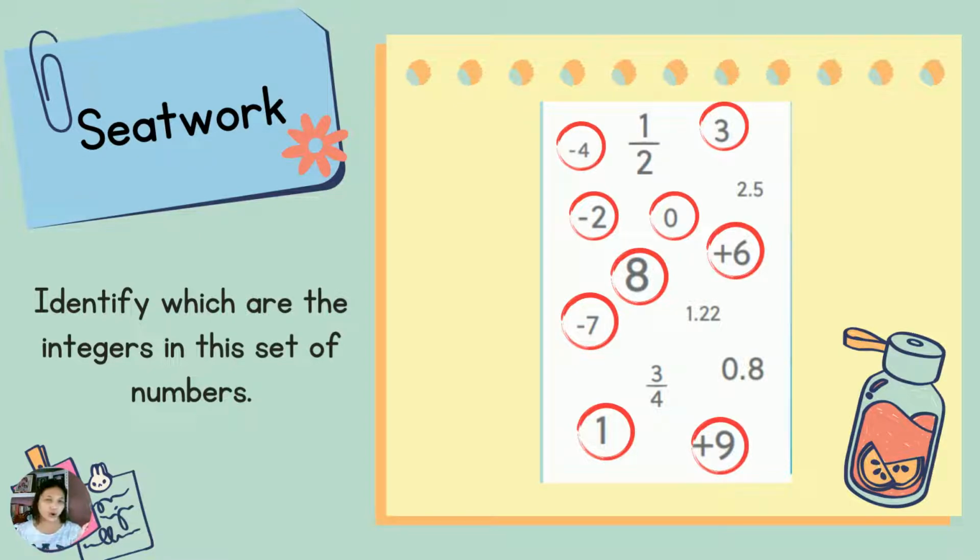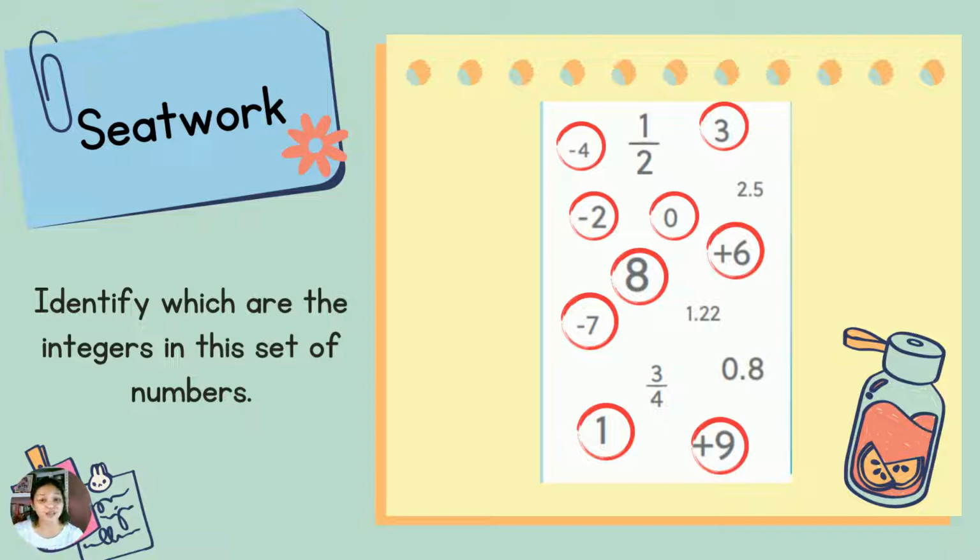Okay. So, yan yung nakikita nyo sa screen. So, yung mga encircled numbers, those are the integers. Hindi sila fraction, hindi din sila decimal numbers. So, ano ba yung decimal numbers? Yung may mga point, yun. So, hindi sila ganon.